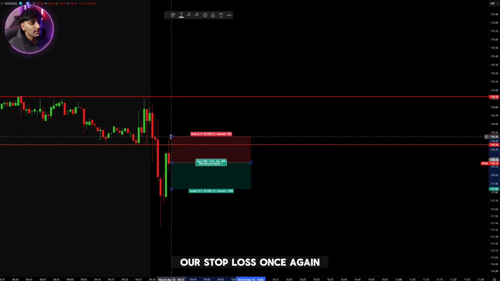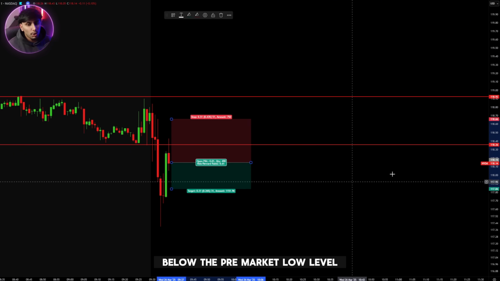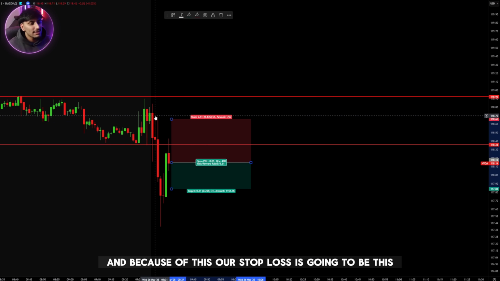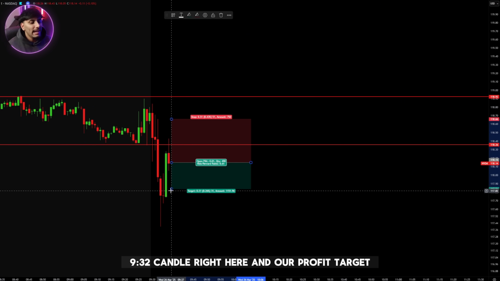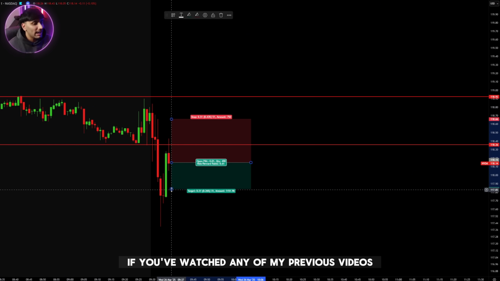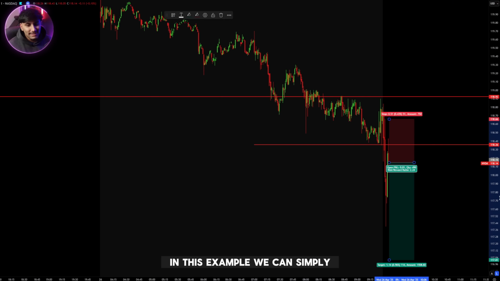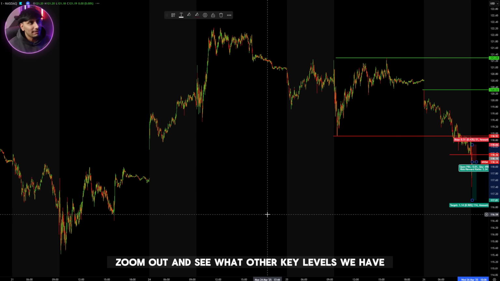Our stop loss, once again, is going to be the impulsive candle that broke below the pre-market low level, or the level that we're trading at. Because of this, our stop loss is going to be this 932 candle right here, and our profit target, if you've watched any of my previous videos, has to be at least a 2-hour multiple. In this example, we can simply zoom out and see what other key levels we have.